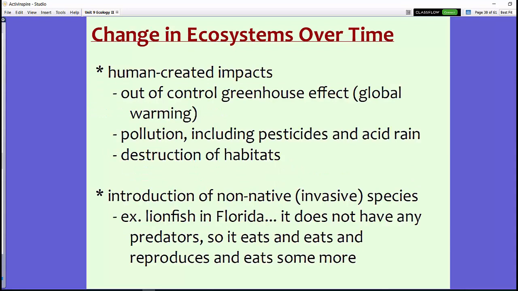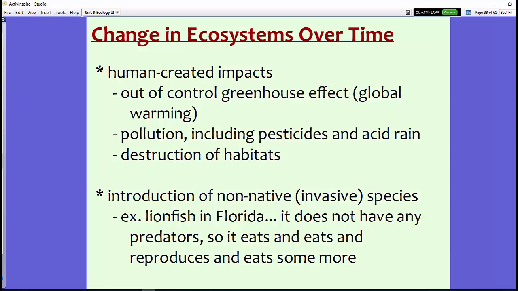Other types of changes over time in an ecosystem that we could see are human created impacts. Now, we see some of this already today, where we might see the destruction of habitats, where entire forests or rainforests or areas are destroyed because of our need for shelter. We need places to live, or we need places for agriculture. So, a lot of times these are human created impacts.